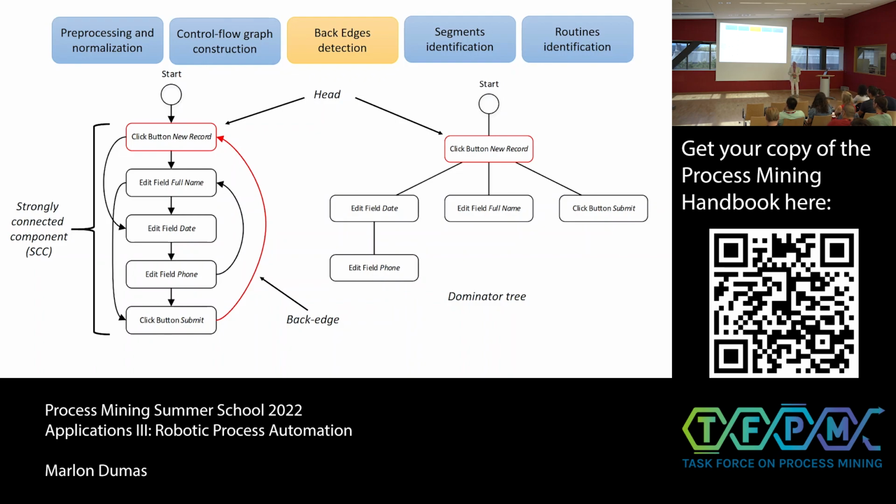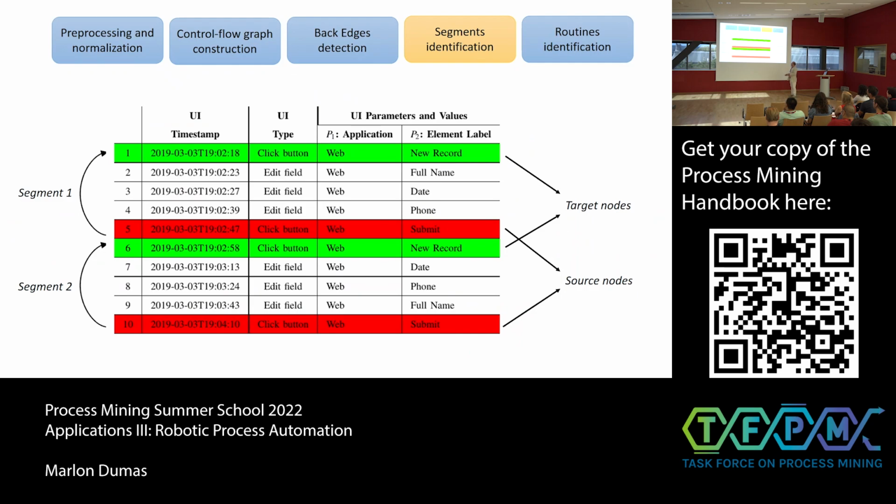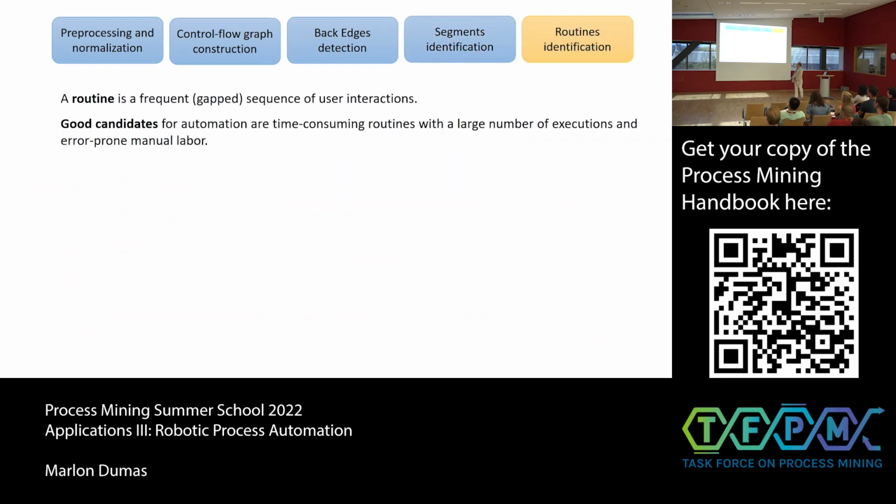Once I have the delimiters, I just go and cut. I say this is one routine instance, or a segment as we call it. This is another routine instance. Why? Because it starts from click button, create new record, and it always ends in click button, submit. That way I extract task instances and I have segmented my event log. And once I have segmented the event log, I'm almost done. I just now need to find the repetitive routines.